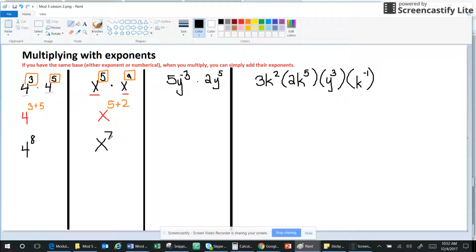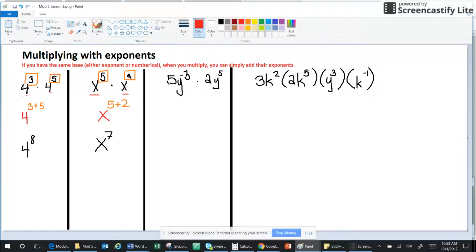All right, let's ramp up the difficulty now and look at the next one. All right, follow the same basics there. Same base, you can combine the exponents. All right, hit continue when you're ready to check your work.